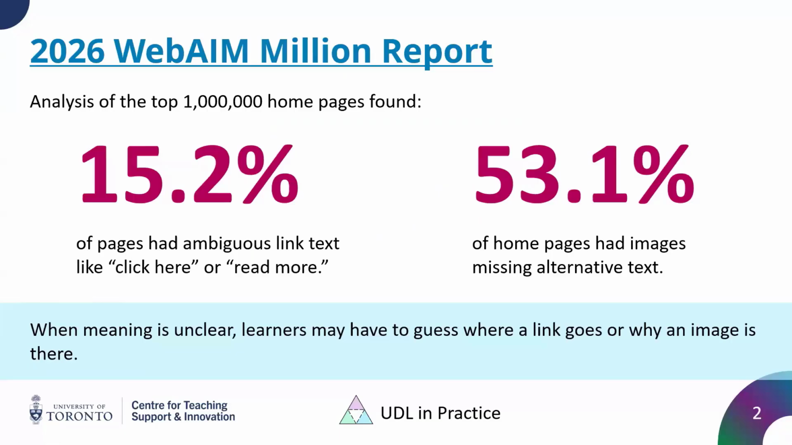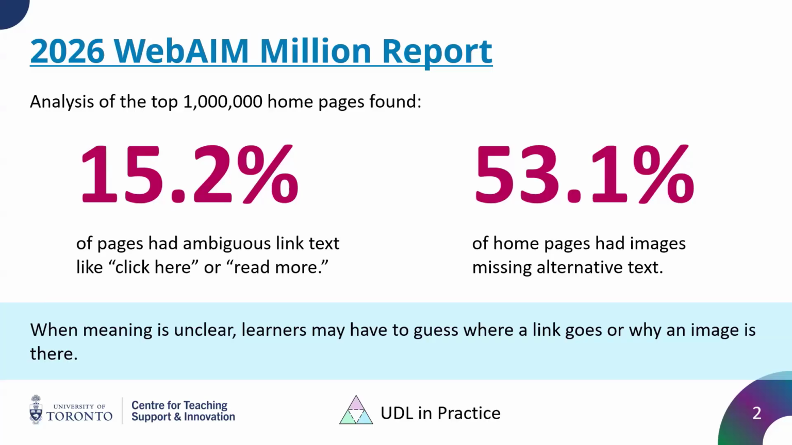And to give us some context, I wanted to briefly highlight two findings from the 2026 WebAIM Million Report, which analyzed the accessibility of the top 1 million homepages. Now, the report found that 15.2% of pages contain ambiguous link text like click here or read more, and 53.1% of homepages had images missing alternative text.